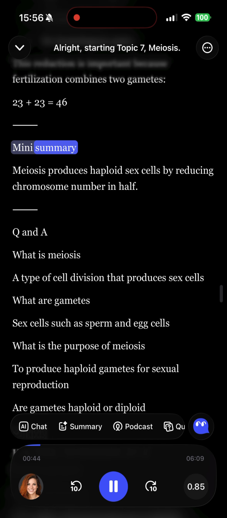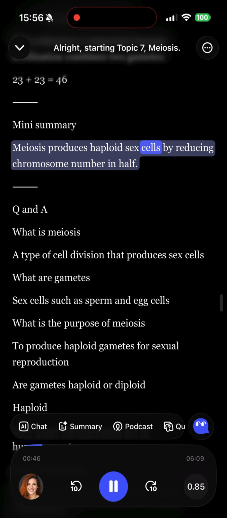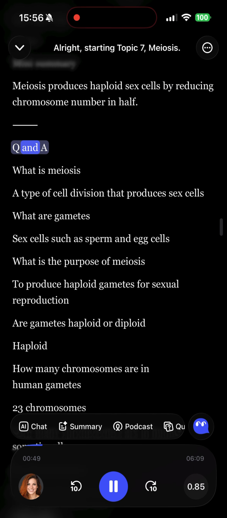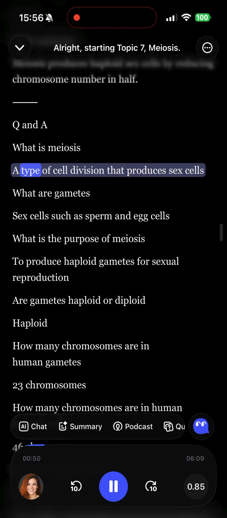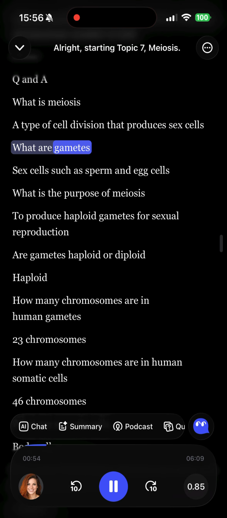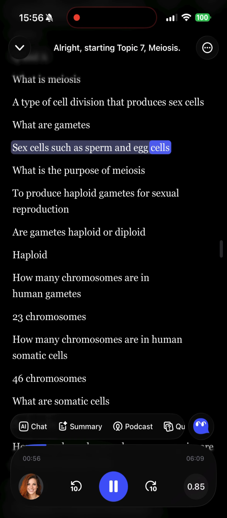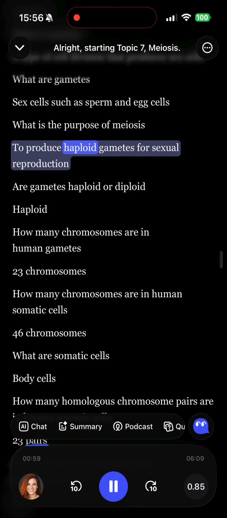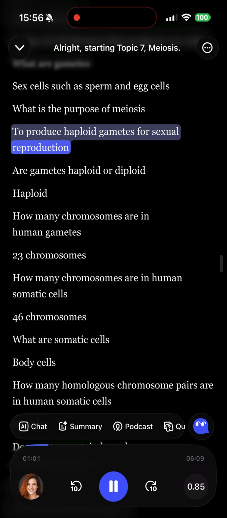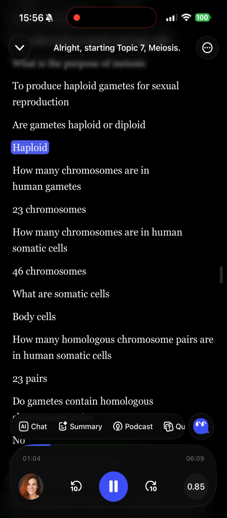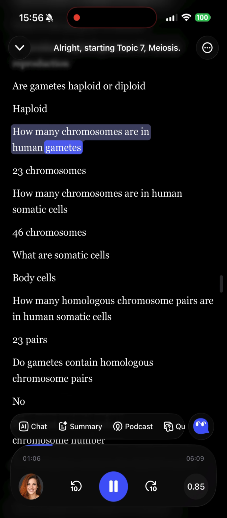Mini summary. Meiosis produces haploid sex cells by reducing chromosome number in half. Q&A. What is meiosis? A type of cell division that produces sex cells. What are gametes? Sex cells such as sperm and egg cells. What is the purpose of meiosis? To produce haploid gametes for sexual reproduction. Are gametes haploid or diploid? Haploid.